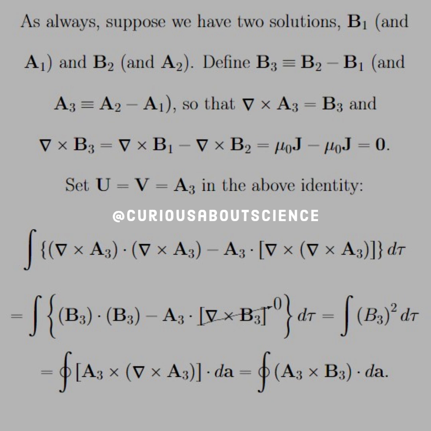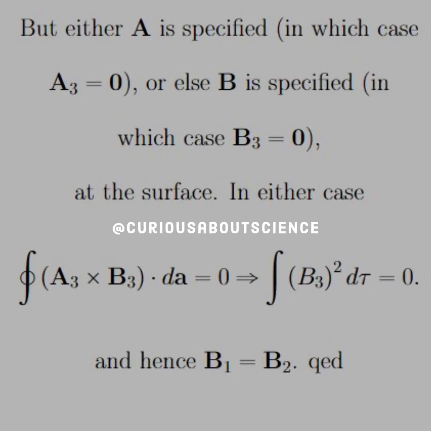So we take A3 cross the curl of A3, but we know that the curl of A3 is B3, so we get A3 cross B3. But they tell us that either A is specified, in which case A3 is 0, or B is specified, in which case B3 is 0 at the surface. In either case, we see that the surface integral ends up going to 0 because of the cross product, and we're left with the integral of B3 squared d tau equals 0. And if that's true, then we know that B1 has to be equal to B2. Fair enough. Nice to see that come together too.